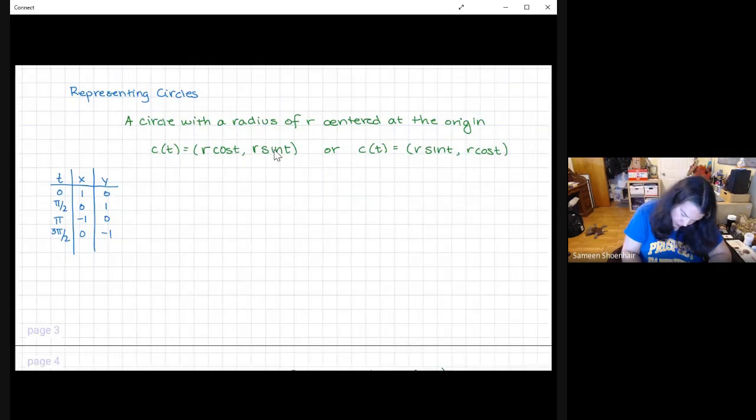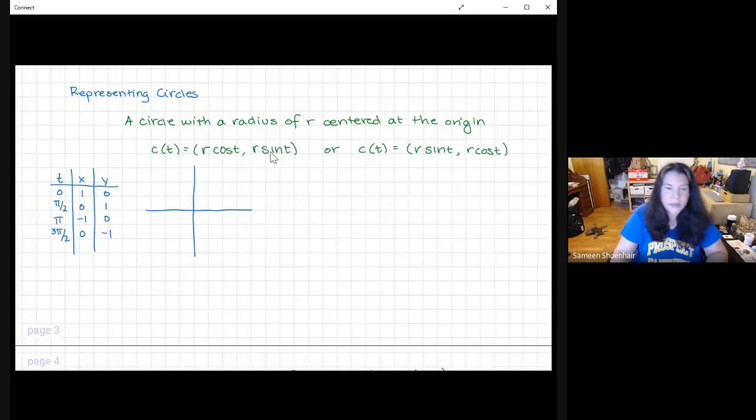So let's see what this graph looks like. The first point, r, 0. The next point, 0, r, then -r, 0, then 0, -r. Because of the periodic nature of cosine and sine, it's just going to repeat these points over and over again. So you can see that circle here, and I'm just going to let this equal r. Actually, I should say that these are r's.